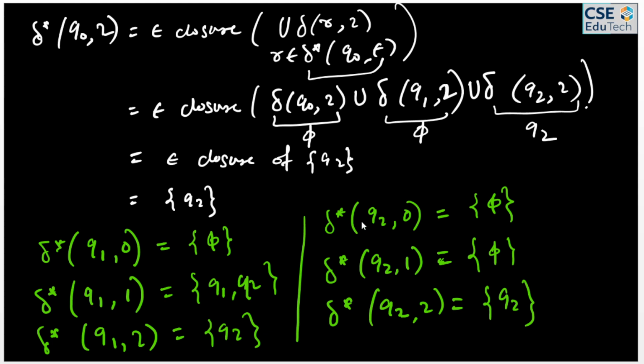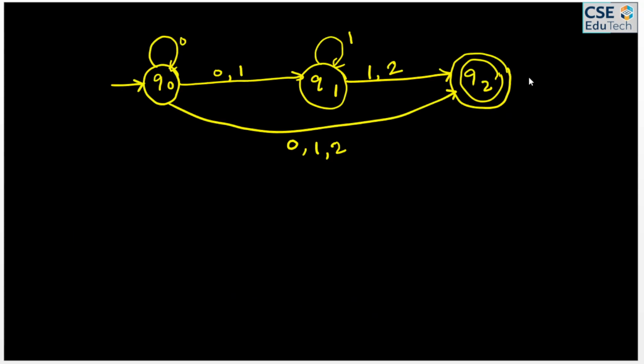Now from state Q2, by taking 0, no transition. From Q2, by taking 1, no transition. From Q2, by taking 2, only Q2. So we can write here 2. So now this is an NFA without epsilon moves.